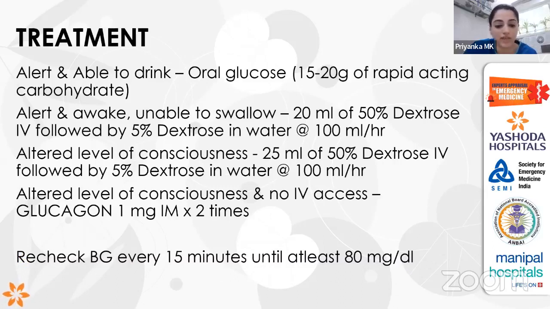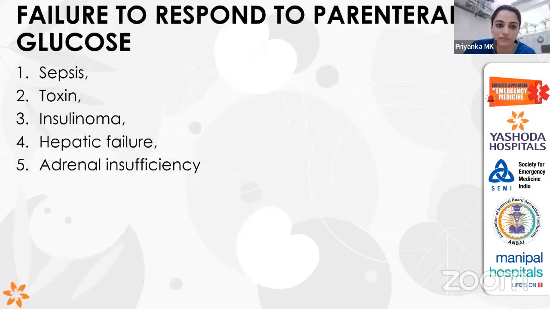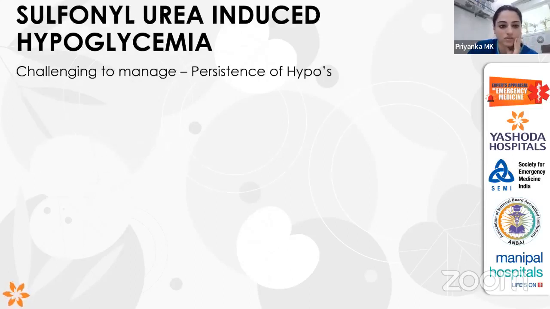Recheck blood glucose every 15 minutes until it comes up to at least 80 milligrams per deciliter, or if the patient is altered, until the patient regains consciousness. If the patient fails to respond to initial glucose treatment, then you will have to suspect sepsis, toxin, insulinoma, hepatic failure, or adrenal insufficiency. These are the top 5 causes of failure to respond to initial IV dextrose.